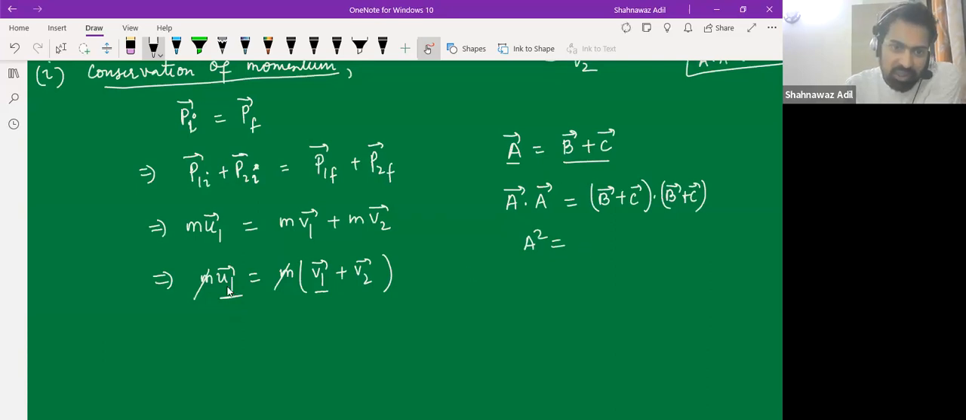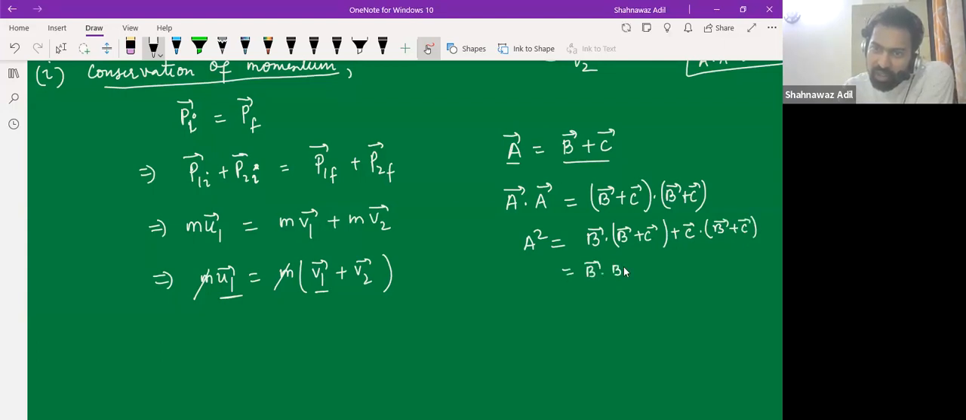So I should do this calculation in here, but just for the analogy, I'm doing this, right? So this would be how much? B plus C dot B plus C. So this would be B dot B plus B dot C plus C dot B plus C dot C. Guys, is this clear? Yes, sir.